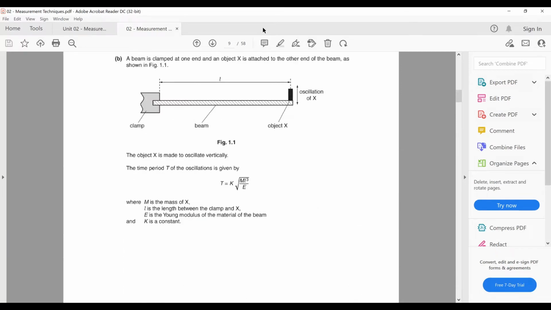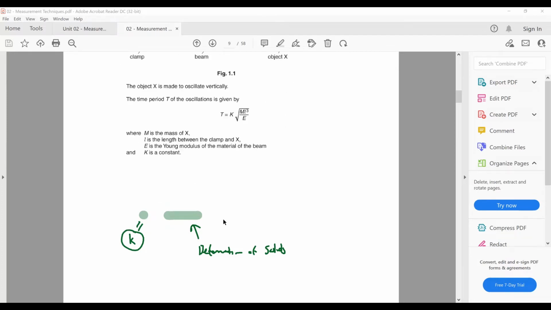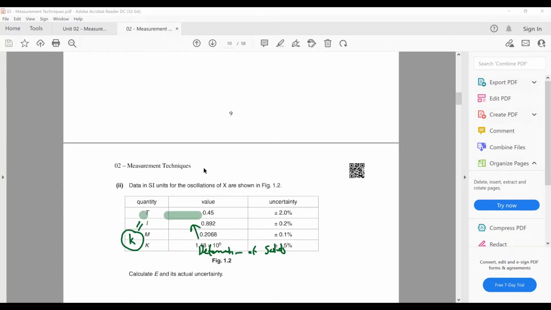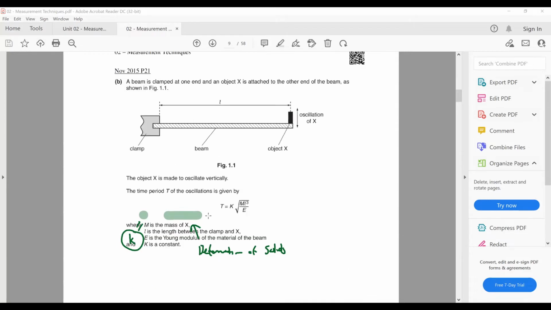Now, when you first read this question, the first thing you may have noticed is that you don't know what this is. This is something you will learn in deformation of solids, one of the later chapters. It's a constant somewhat similar to the spring constant, which you will learn later on. But right now, without even knowing the definition of what it is, you can still do this question.